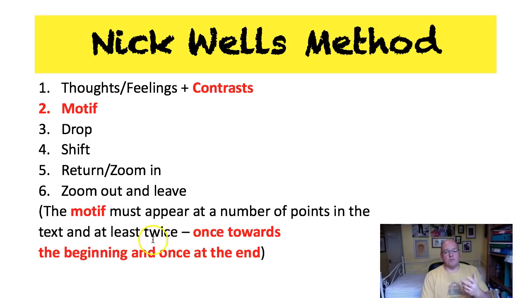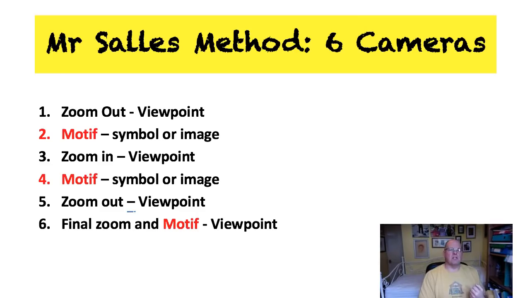There's an explanation of what he's calling the motif, and he said it's got to appear several times during the essay. Well, this is a bit wordy for me, and when I tried it myself with my class, I found a simpler version, which is this. So begin by zooming out. So put your camera, I always have 6 cameras in my descriptions, put your first camera far away from what you're describing and give it a viewpoint. And I'll explain what the viewpoints are when we get to the actual bits of writing.